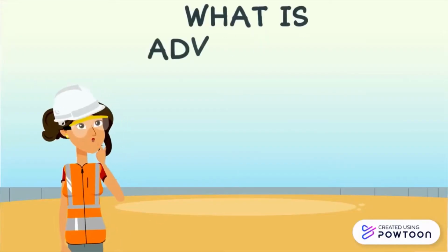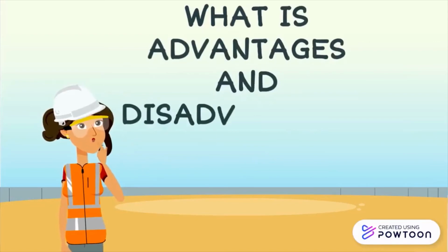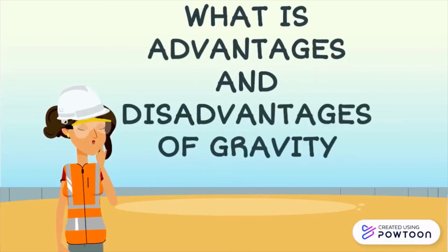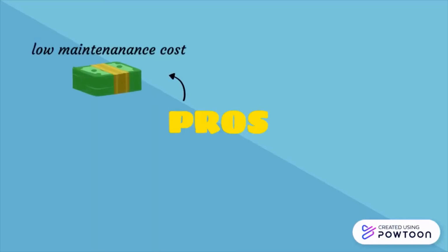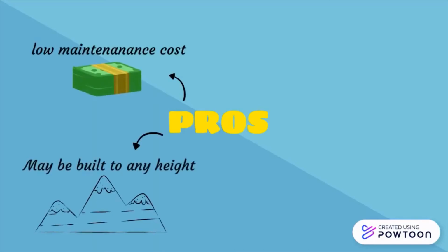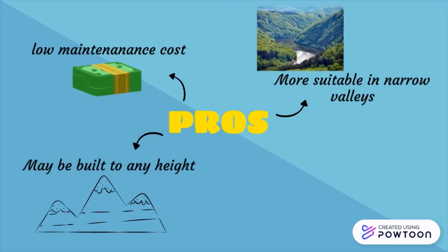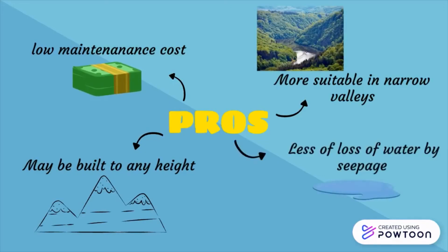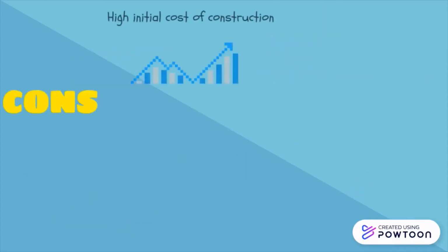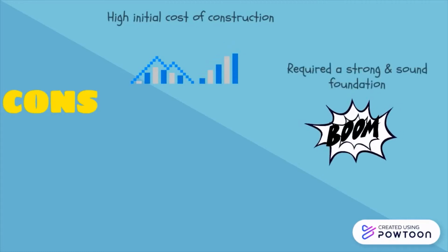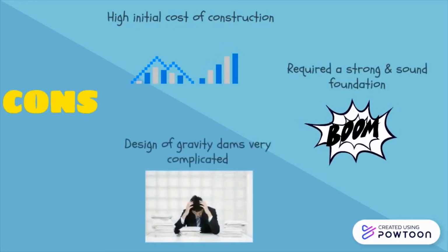What are the advantages and disadvantages of gravity dam? Advantages of gravity dam: low maintenance costs, may be built to any height, more suitable in narrow valleys, less loss of water by seepage. For disadvantages: very high initial cost of construction, requires a strong and sound foundation. The design of a gravity dam is very complicated.